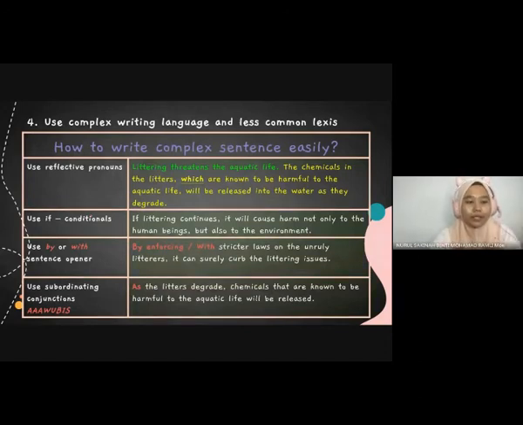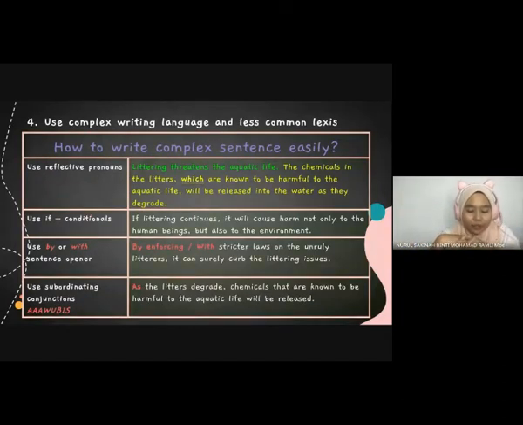And then the second one is to use if conditionals. If you think that you have different ideas, you are thinking from a different angle: if we do this, it will become like this, but if you do like this, it will become like that. Use if conditionals. If littering continues, it will cause harm not only to human beings but also to the environment. It provides perspective there, so you are thinking from another angle.